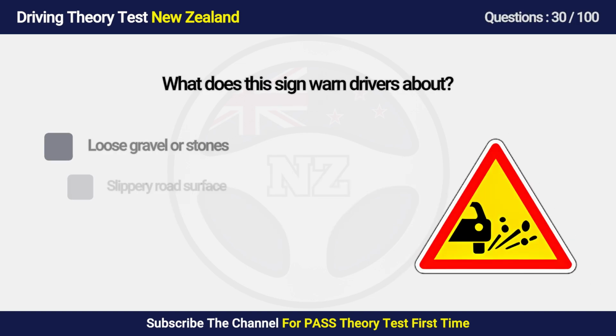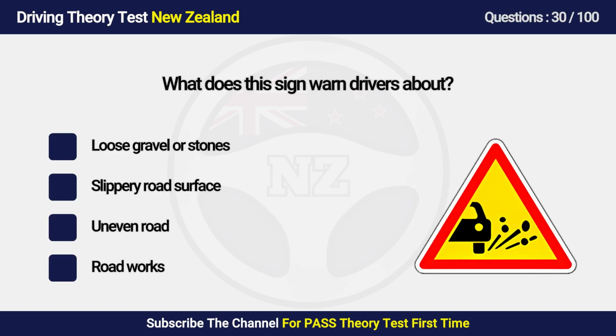Question 30. What does this sign warn drivers about? A. Loose gravel or stones. B. Slippery road surface. C. Uneven road. D. Road works.